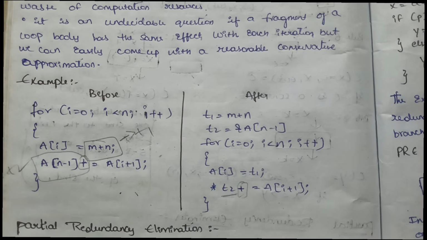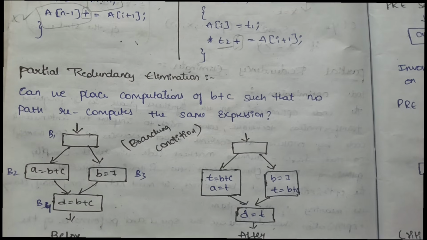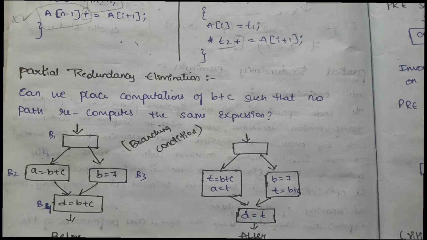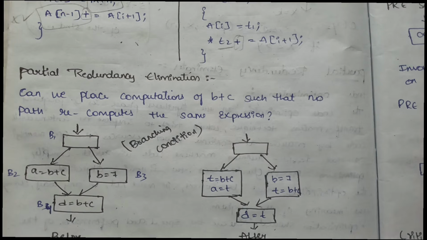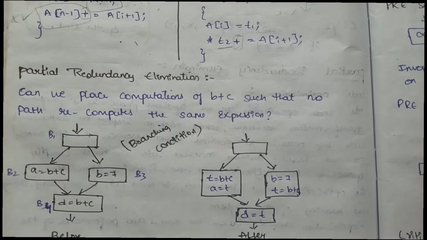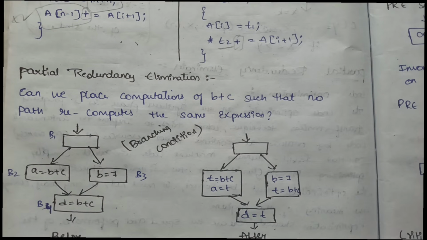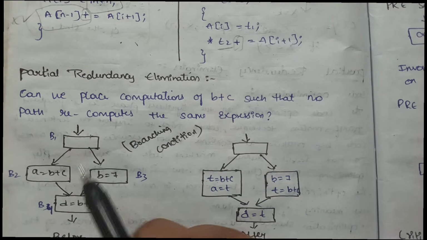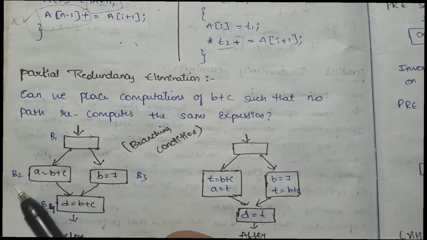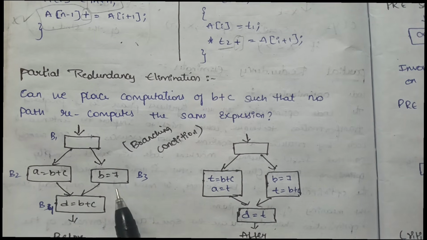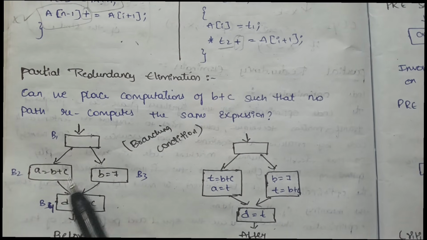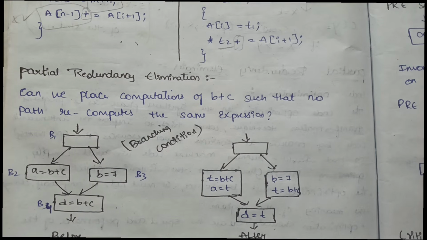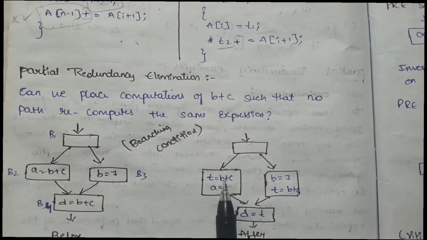Now we will be discussing partial redundancy elimination. Partial redundancy elimination means we can place the computation of b plus c such that no path recomputes the expression. In simple words, if an expression has been computed on a path, then it should not be computed again. Here b1 is an empty block and b2 has a equals b plus c, and b equals 7, d equals b plus c. Here b plus c is computed two times. So I will take b plus c as t and a equals t.